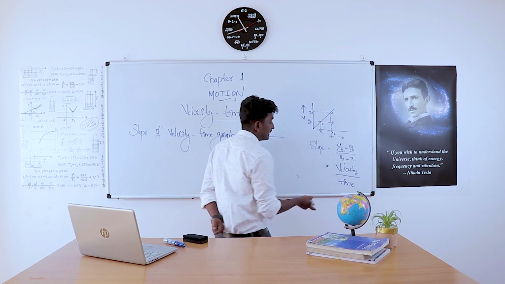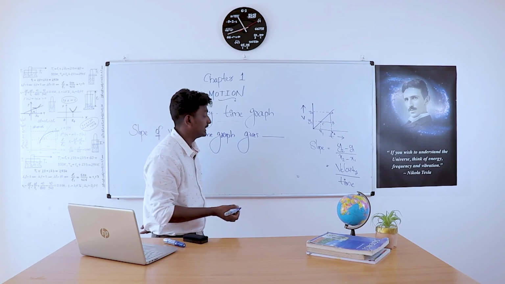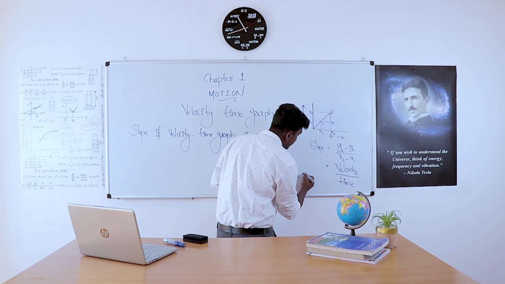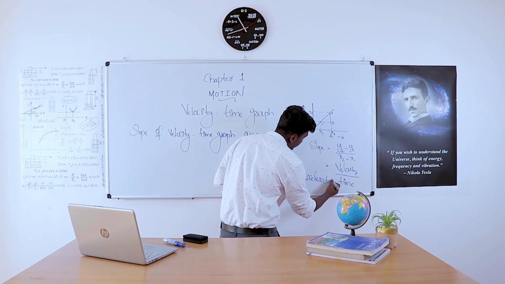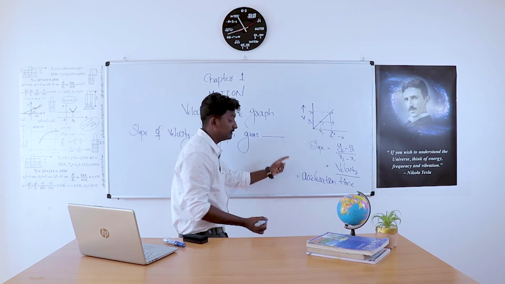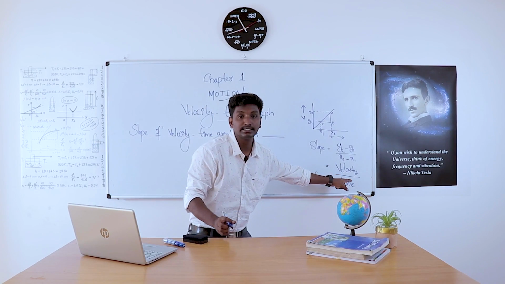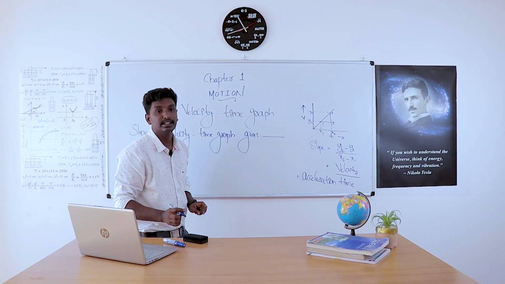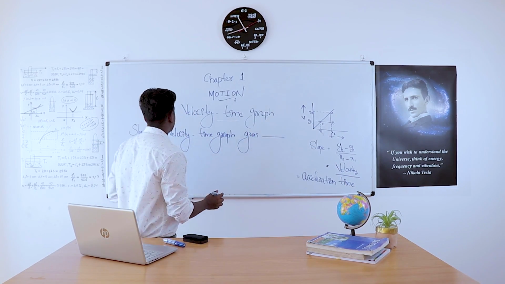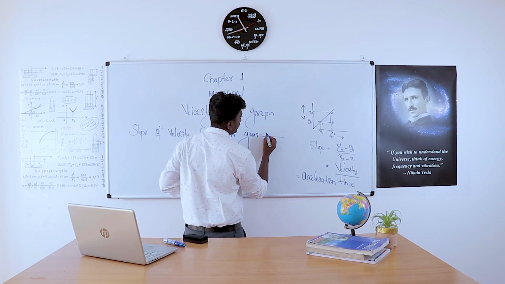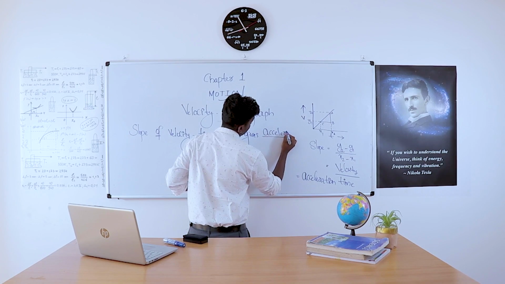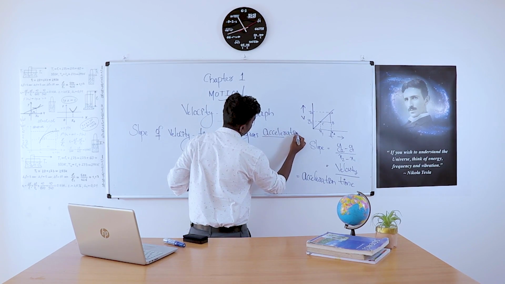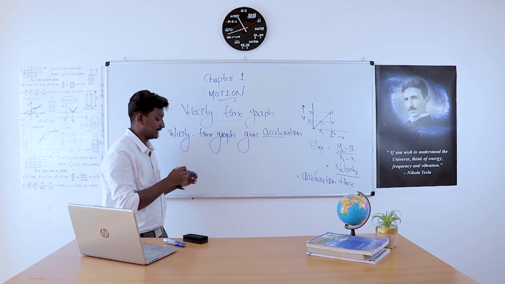And we are having velocity by time. Velocity by time gives acceleration. This is the equation for acceleration. And we are explaining the term as well as equation after completing the graph. Therefore, slope of velocity time graph gives acceleration.